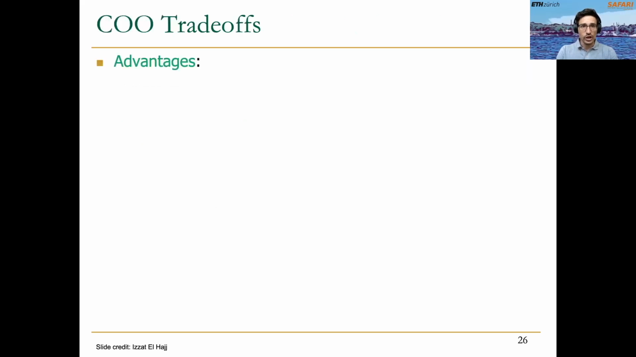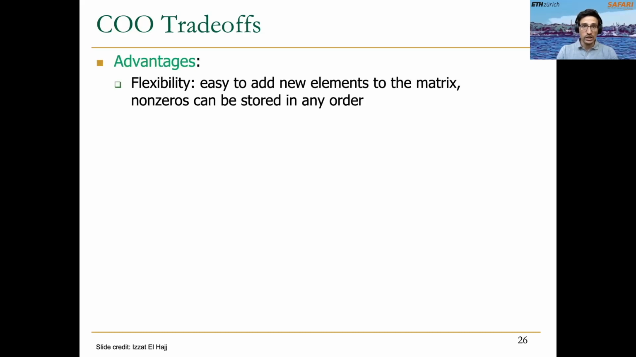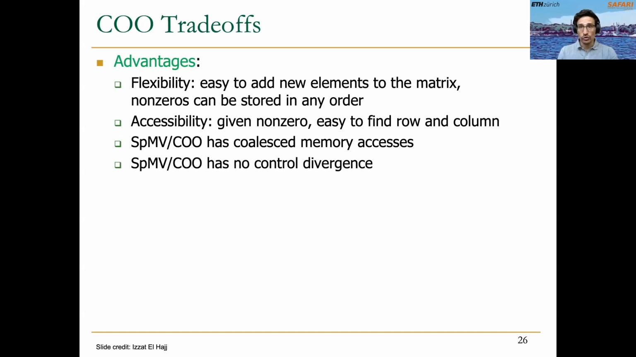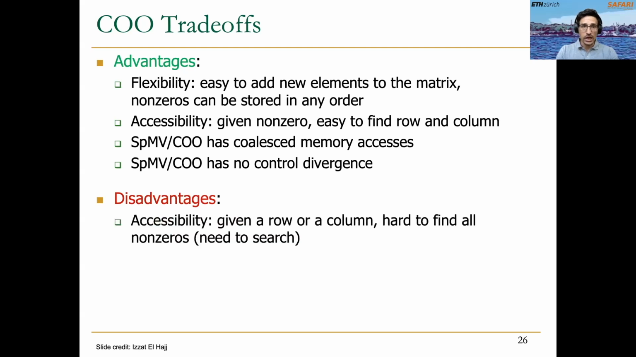So COO has trade-offs, with advantages and disadvantages. Regarding the advantages, it's flexible because it's easy to add new elements to the matrix, and non-zeros can be stored in any order because every non-zero is identified by its row and column. In terms of accessibility, given a non-zero, it's easy to find the row and the column, and it guarantees coalesced memory accesses and no control divergence, because each thread is performing the same amount of computation: reading elements from the matrix, reading elements from the vector, performing multiplication, and then using the atomic operation. There is serialization, but no control divergence in principle. Disadvantages: accessibility. Given a row or a column, it's hard to find all non-zero elements.